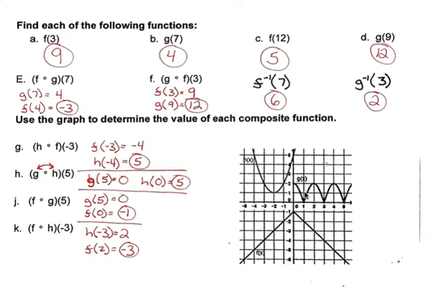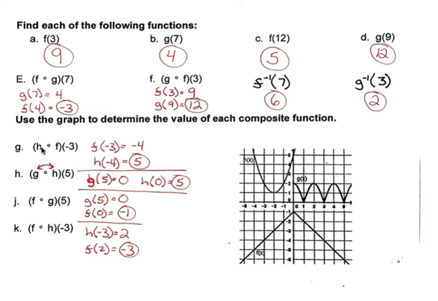Okay, use a graph to determine the value of each composite function. All right, so h of f of negative 3. So what we've got to do is find our f of negative 3. Now, f of x is this one. This upside down v, so the absolute value would actually be the negative absolute value. Then we have g of x, that's these little humps, waves going along. And h of x is this parabola starting at negative 3, 1.